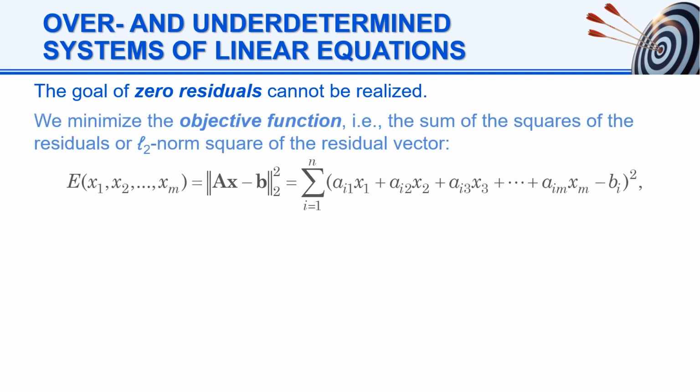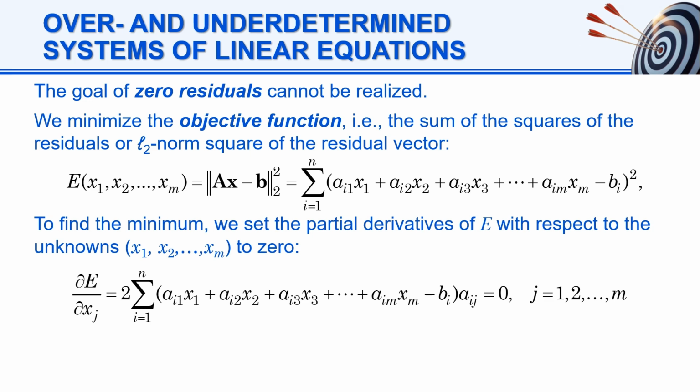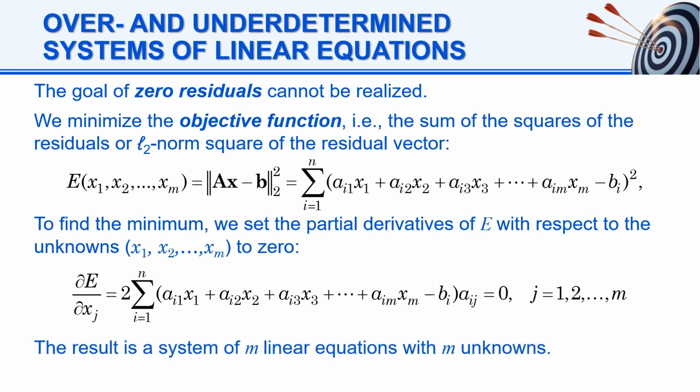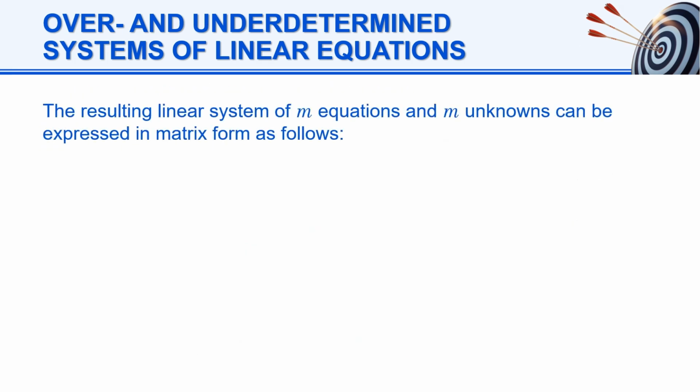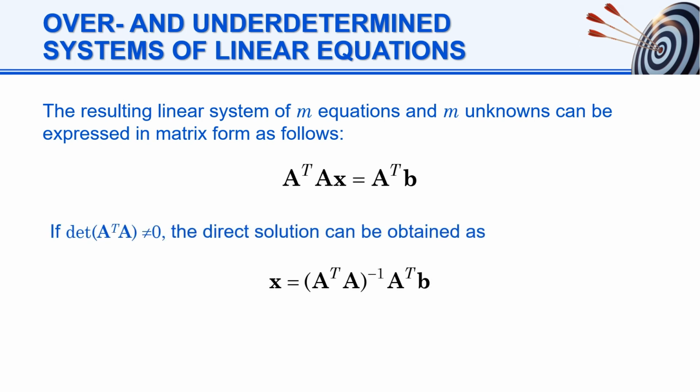We minimize the objective function, i.e., the sum of the squares of the residuals, or the L2 norm square of the residual vector. To find the minimum, we set the partial derivatives of E with respect to the unknowns, x1 through xm, to 0. The result is a system of m linear equations with m unknowns. The resulting linear system can be expressed in matrix form as follows. If the determinant of the product of A transpose and A is non-zero, the direct solution can be obtained as follows.